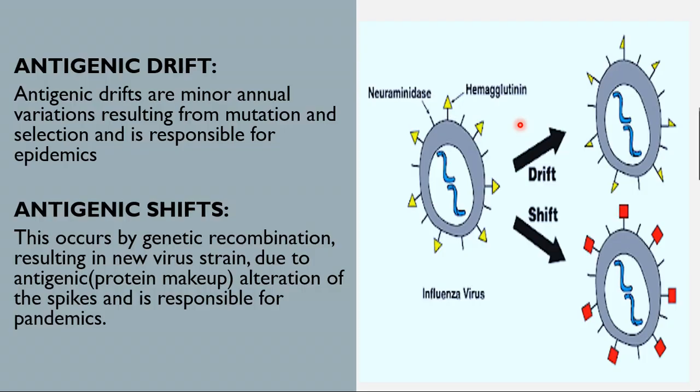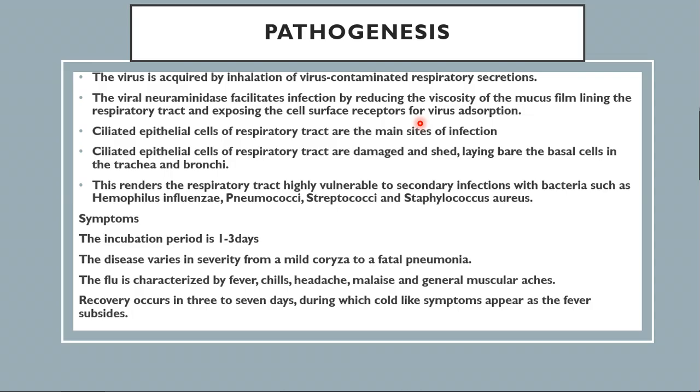So we have discussed that there are two types of spikes. One is the neuraminidase spikes and another one is the hemagglutinin spikes. These are responsible for reducing the viscosity of the mucus film lining the respiratory tract and exposing the cell surface receptors for virus adsorption.